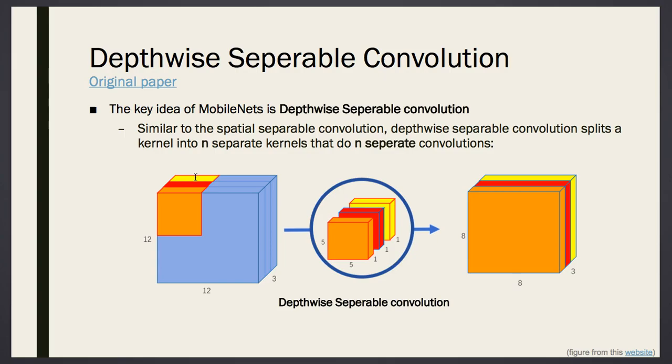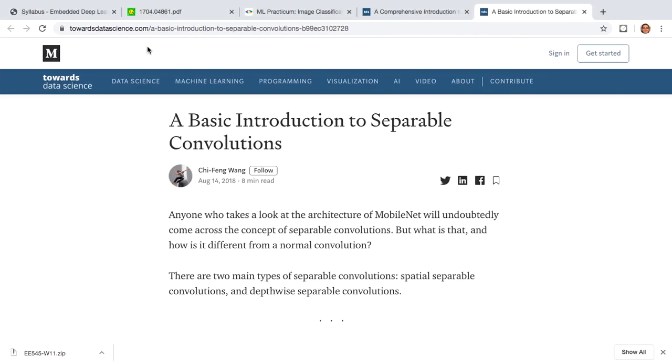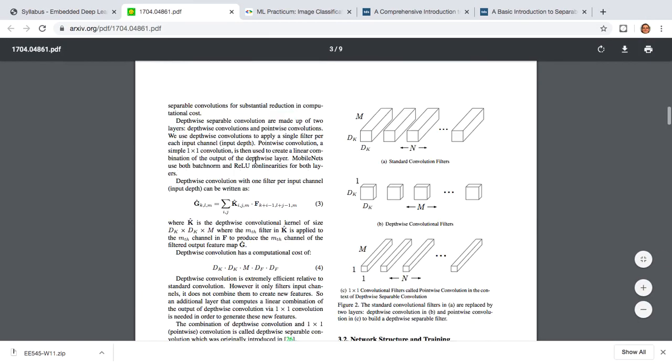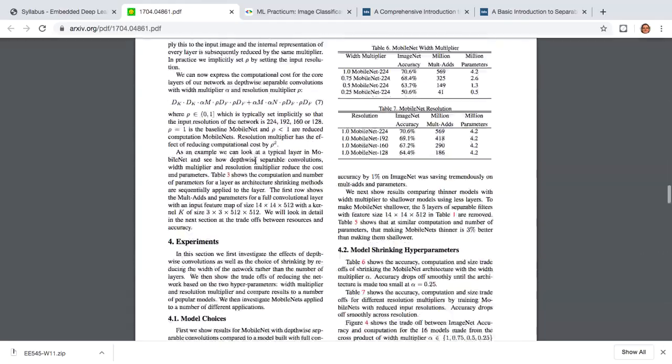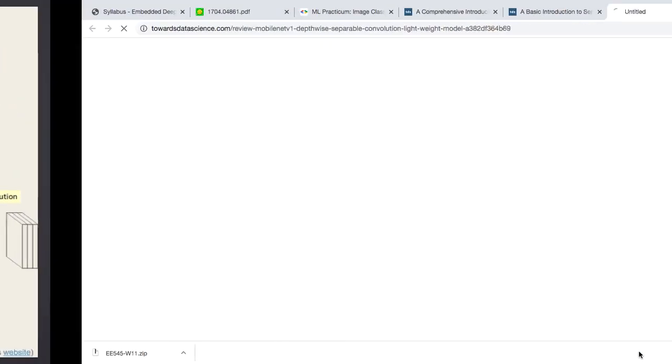So lesser multiplication. Let's try to understand this idea in another type of figure. This figure is from the original paper. You've seen the original paper. No, this figure is not from the original paper. The figure is from this website, guys.